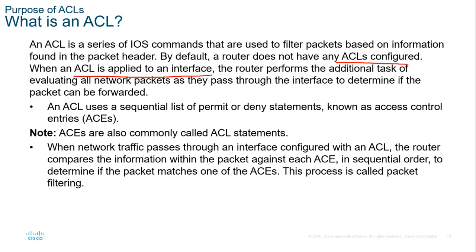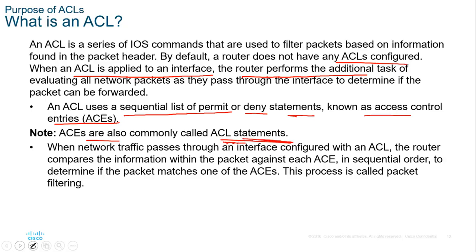So by default, a router does not have any access control list configured. When an access control list is applied on an interface, the router performs additional tasks. Once the access control list is added to the interface, every packet that tries to go through that interface has to be checked. An access control list uses a sequential list of permit and deny statements known as access control entries. So these statements can be called entries, access control entries, or statements.